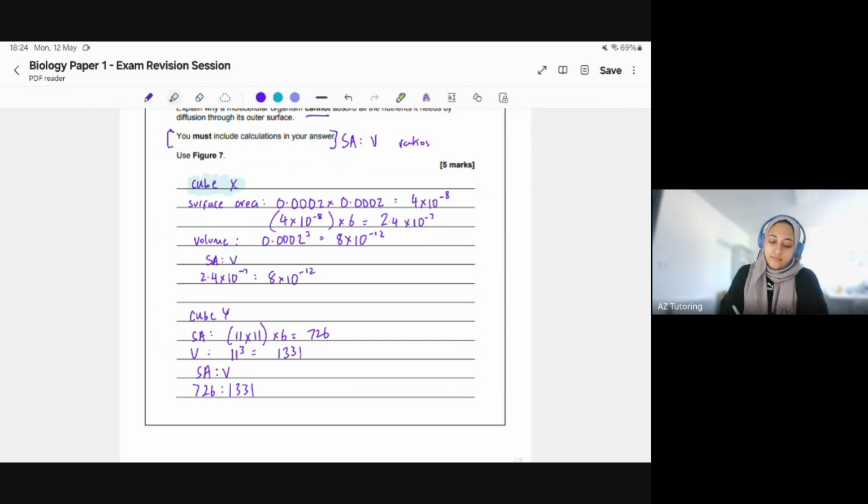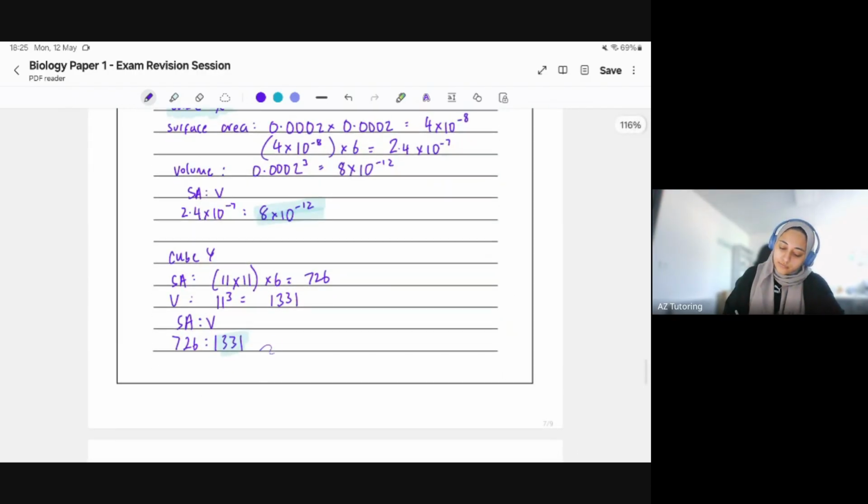So I'm going to make the volume part change to 1. It's always better just to do your volume, you can just compare that then. So we need to change both of them to 1. Now here, if I want to change this to 1, I'll do this in a different color. I'm going to divide by 1,331. And remember with ratios, whatever I do to one side, I do to the other side. So I'm dividing that by 1,331, and I get a 1 here.